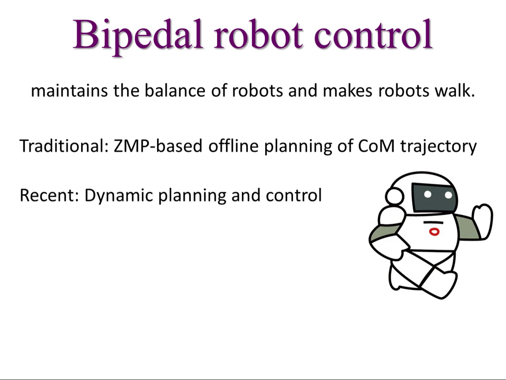In recent years, methods based on dynamic trajectory planning and dynamic feedback control have become mainstream. And even if there is unexpected disturbance or ground irregularities, the robot can walk without falling down by generating appropriate movements in real time.